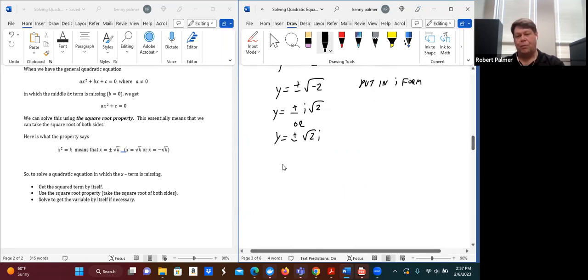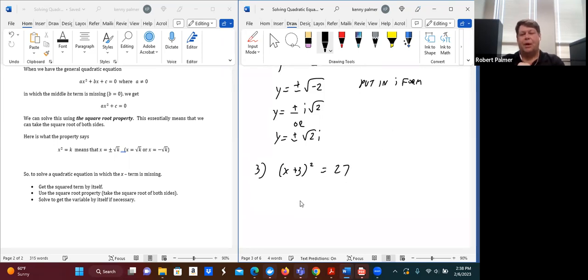Okay, so look at one more, number 3. Let's say in this case we have x plus 3 squared is equal to 27. Okay, now this one looks a bit different. As we'll see, it still works the same way. You still have a squared term, but there's no single variable term by itself. So this is kind of a special case. We can solve this way.